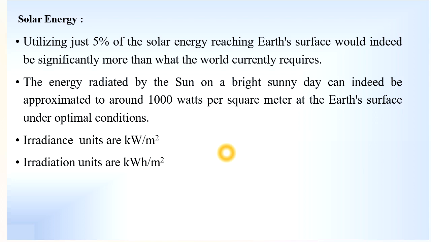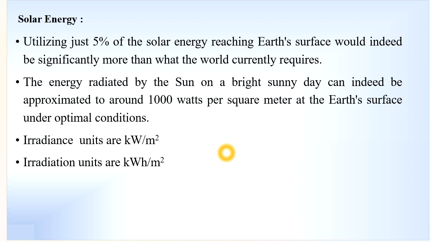Okay, and utilizing just 5% of solar energy reaching Earth's surface would indeed be significantly more than what the world currently requires. And the energy radiated by the sun on a bright sunny day can indeed be approximated to around 1000 watt per square meter at the Earth's surface under optimal conditions. So this 1000 watts is on a bright sunny day under optimal conditions.